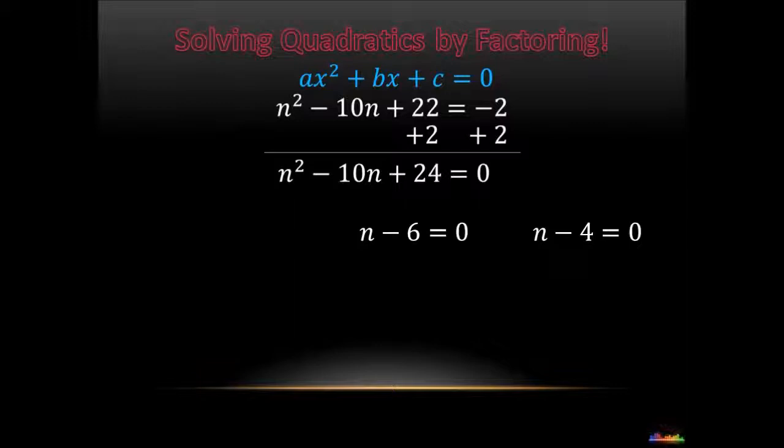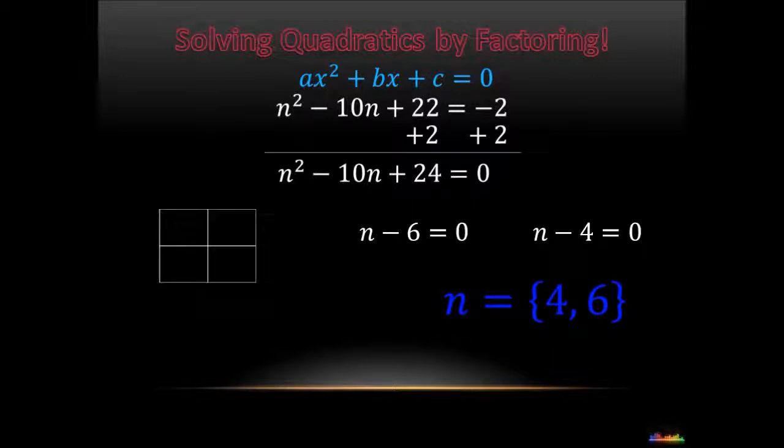So we get n minus 6 equals 0 and n minus 4 equals 0. When we solve for n, we end up getting our solutions to be n equals 4 and n equals 6. You can also factor it out using the box method.